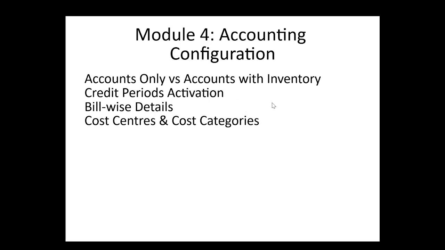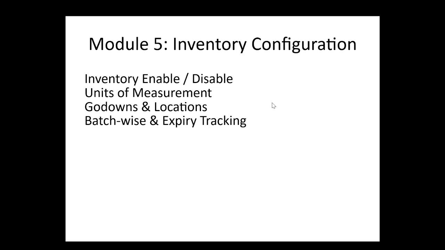Okay. Accounting configuration: accounts only, accounts with inventory, which we have already discussed. Credit period activation, bill-wise, cost centers and cost categories. Here we have options, and when we go through the topic thoroughly, we will discuss all types of configuration. Inventory configuration, like inventory enabling or disabling, units of measurement, godowns and locations, batch-wise and expiry tracking. Because we have disabled inventory management, all of these are not required now.